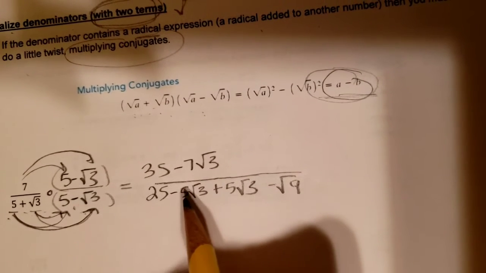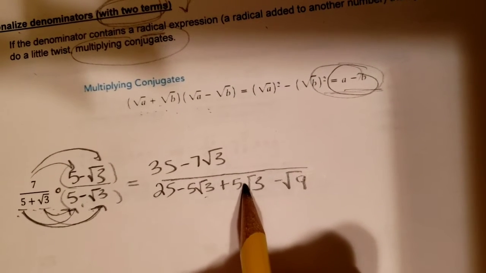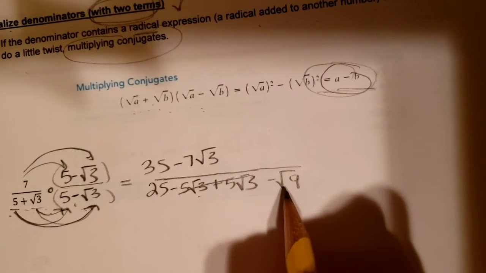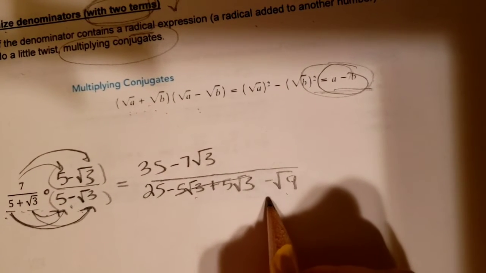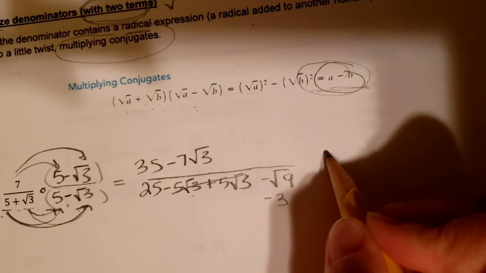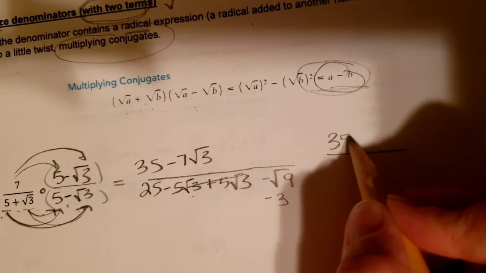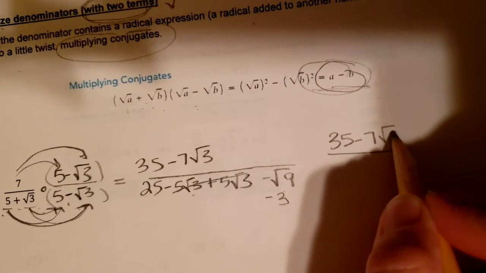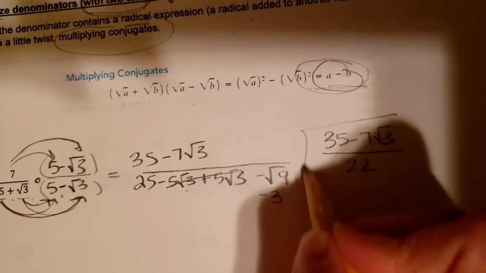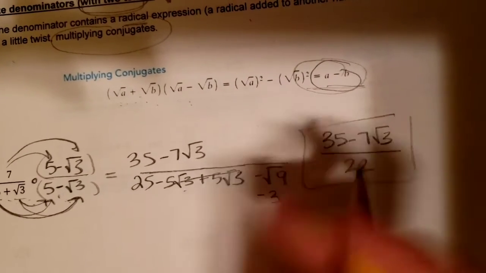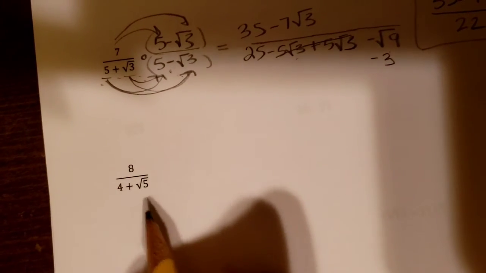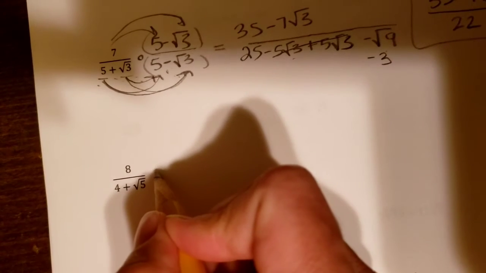So in this denominator, negative 5 square roots of 3 plus 5 square roots of 3 will actually add up to 0, so you won't see those guys anymore. Notice that the square root of 9 is 3. So in this denominator, we're essentially looking at 25 minus 3. So let's go ahead and keep that numerator. 25 minus 3, of course, we know is 22. And we are done. So notice the end result is no radicals in the denominator, just like with rationalizing the denominator, okay? This denominator is 4 plus the square root of 5.